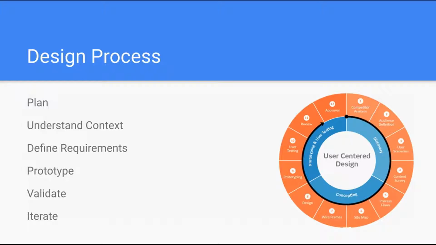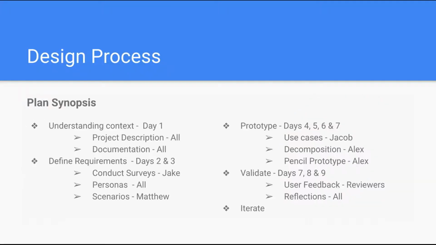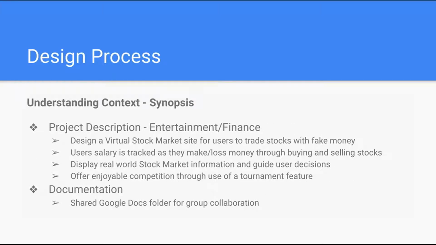Using the user-centered design process, we have 5 steps to complete before we iterate. In our planning step, we determined 3 things: what activities we were going to perform for each area, what our time frame for these activities were, and who would be conducting them. In our understanding context step, we all got together through Google Hangouts and reviewed our project description. We then started a shared folder in Google Docs to document everything being worked on for the project.